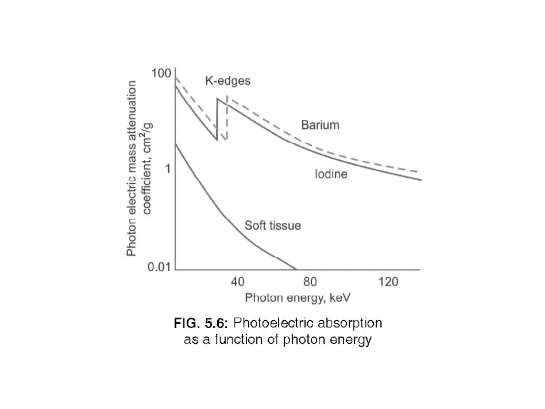Okay, now this is the graph. It shows a relationship between the photon energy and the photoelectric effect. If the photon energy keeps increasing, what happens is that your absorption, the photoelectric effect, slowly decreases.